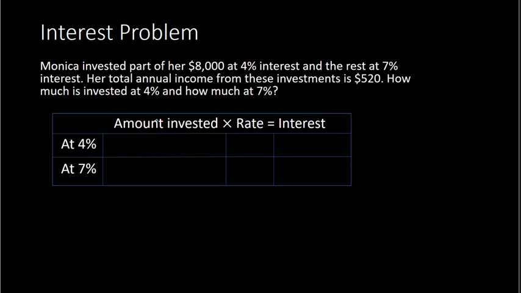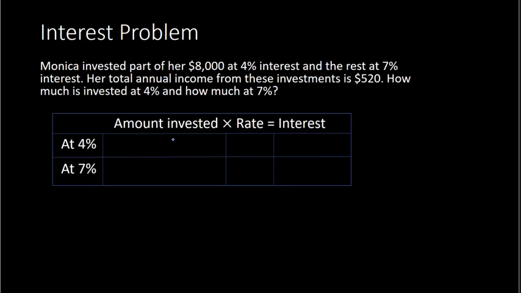So here, on the top of this table, I'm going to write the formula. The amount invested times rate equals interest. So this column here would be the amount invested, this column is your rate, and this last column is your interest earned. Now for the rows, we have two different scenarios. We have money invested at 4%, which would be row 1, and money invested at 7%, which would be row 2. So from here, we can fill in the table.